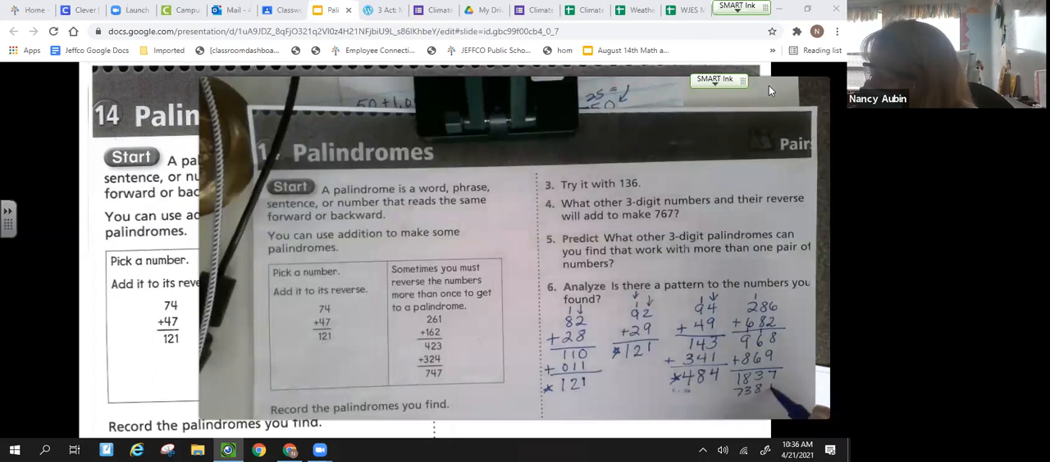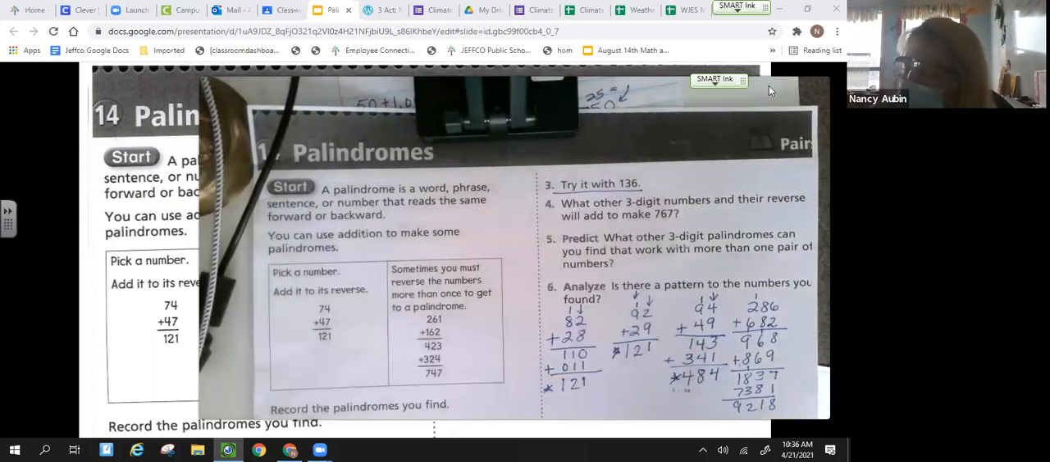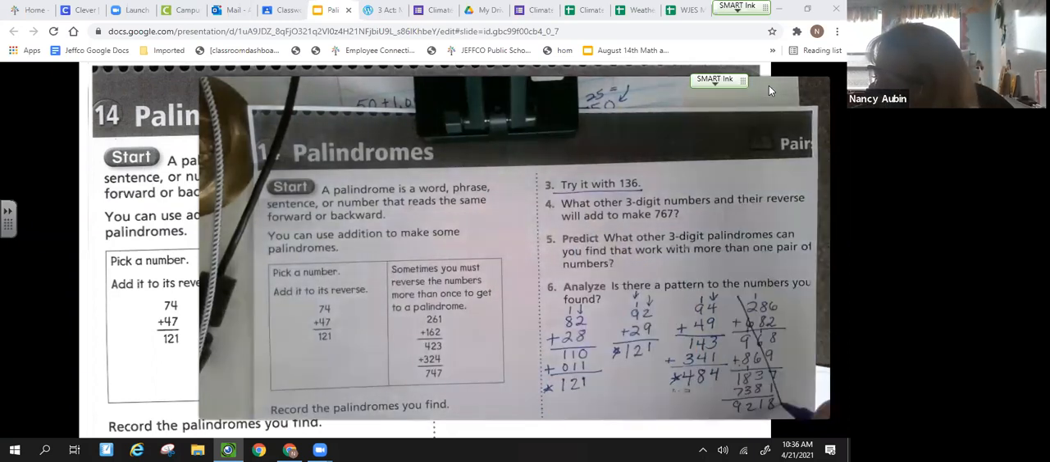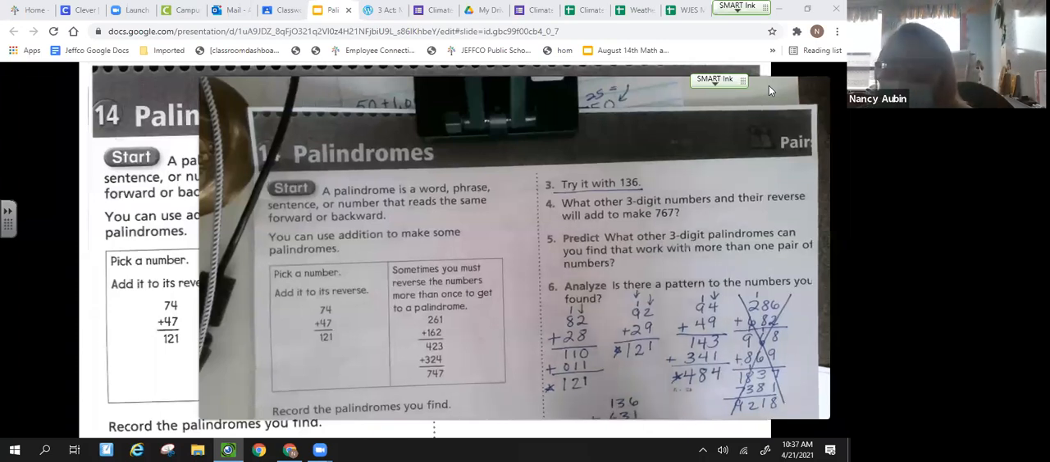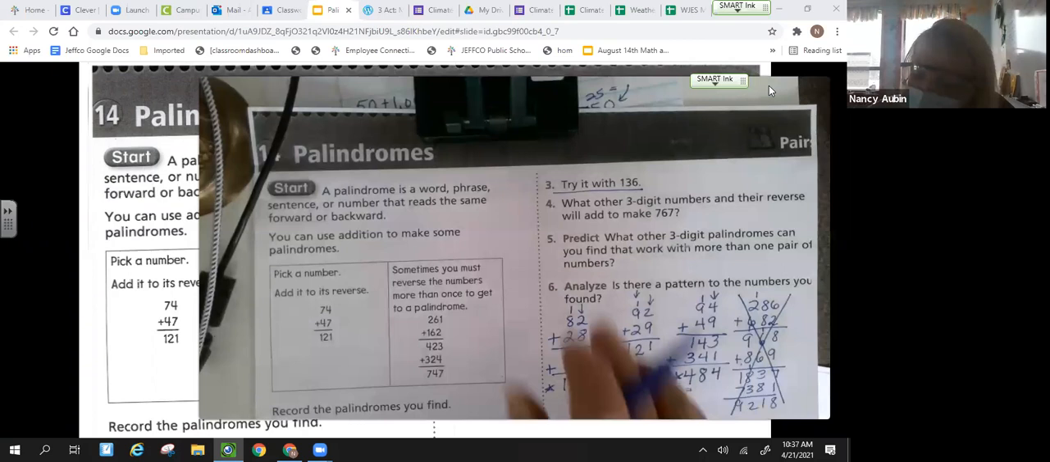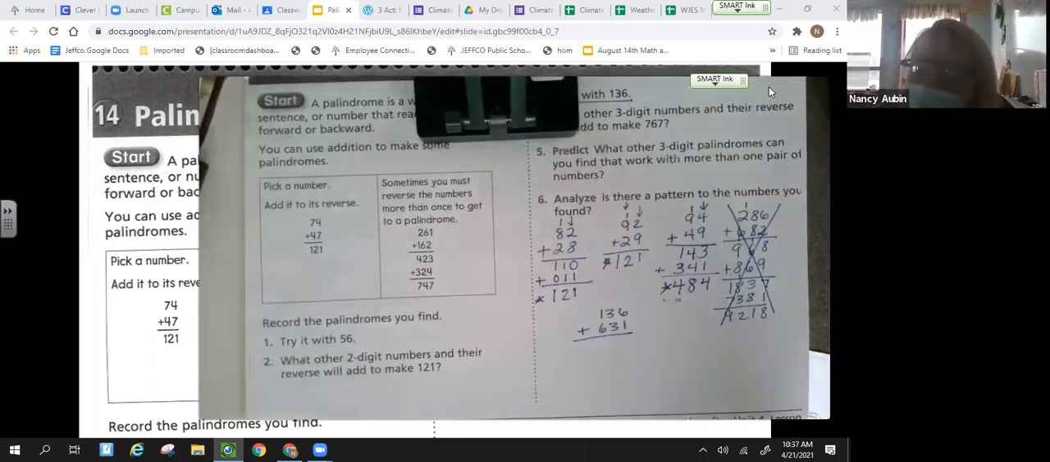I'm going to keep going. 7 plus 1 is 8. 11. Oh, it's not working, you guys, with the 3-digit. It says to try it with the 136. So that one didn't work so good. I think I'd have to keep going. Let's try 136 though. Oh, that one works, doesn't it? So I think some 3-digit numbers will work.